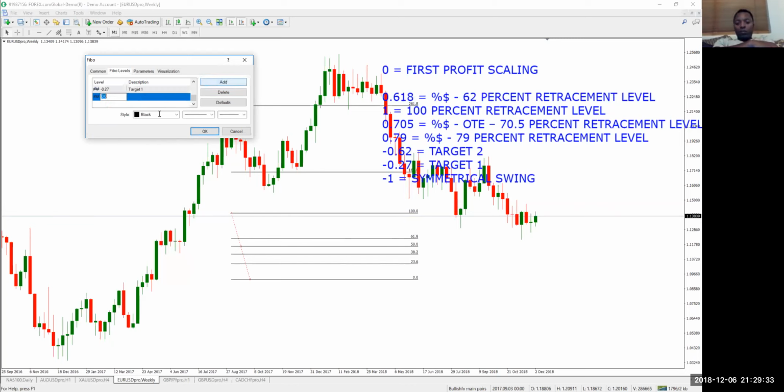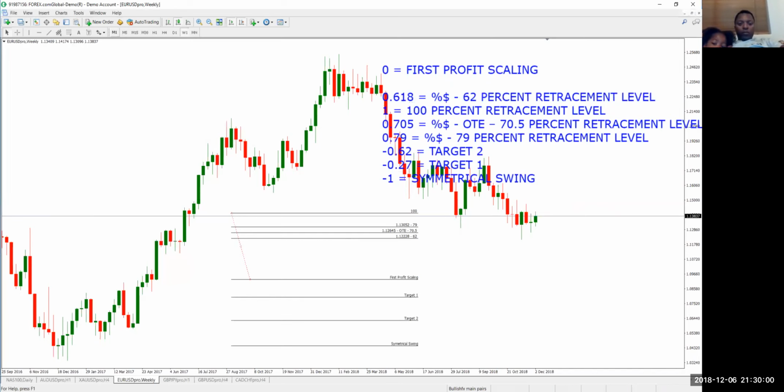And then we've got the negative 1, which is our symmetrical swing. Normally symmetrical swing, what it basically means is the whole market structure of the chart has changed. So now all the levels are added. Now I'm going to click OK. Let me just clear up these levels now.